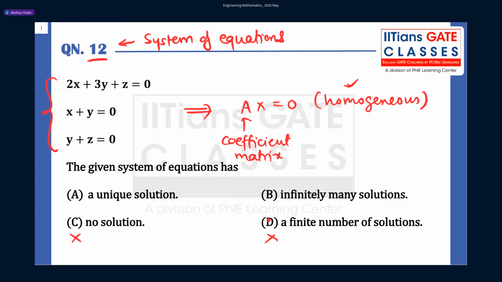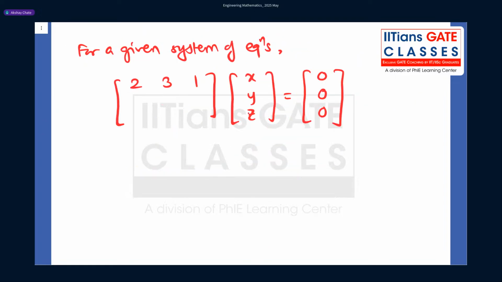Okay, and then you have the second equation, x plus y equal to 0, so that will be 1, 1, 0. And the last equation is y plus z equal to 0, so that gives you 0, 1, 1. Okay, since this is a 3 cross 3 matrix, the easier check is to calculate the determinant of this matrix. Let's call this matrix A.